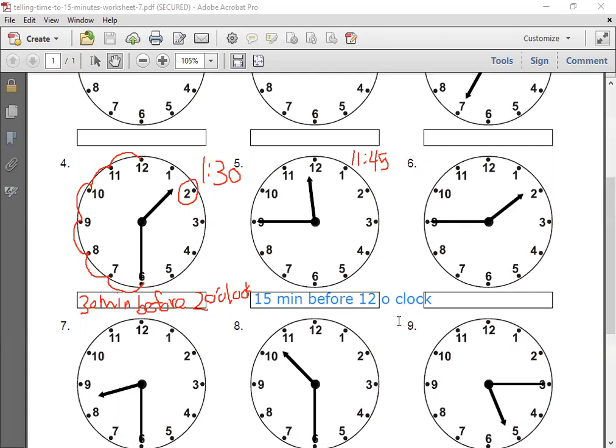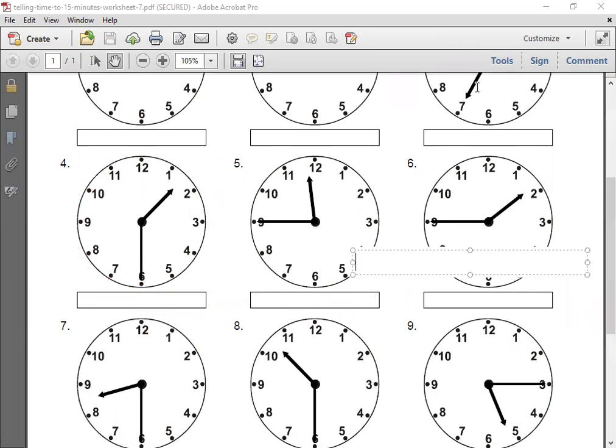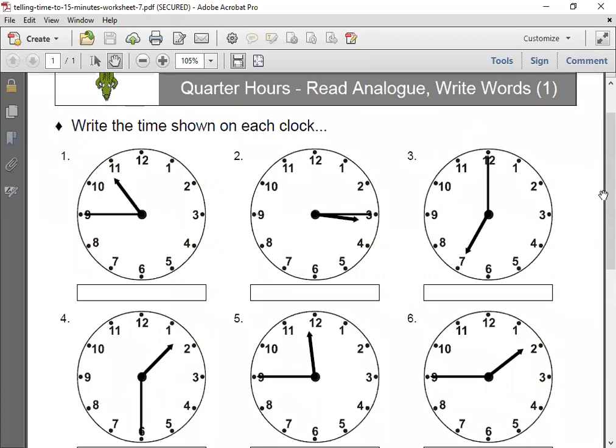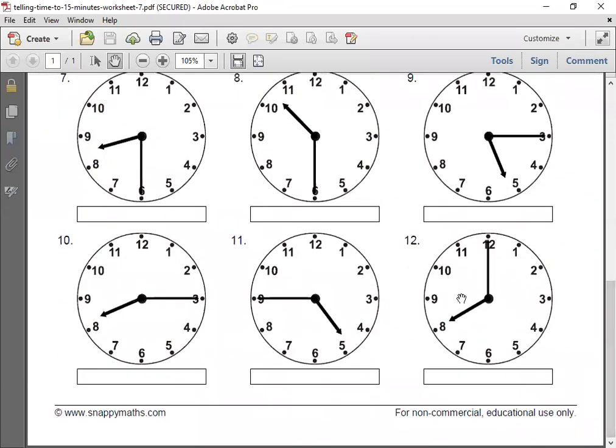Okay, let's try another one. For example, let's try this one. The time now is 8 o'clock, right? I want to tell the time using the next hour. The next hour will be 9, because 9 comes after 8. So we want to tell how many minutes are left for the clock to be 9 o'clock.